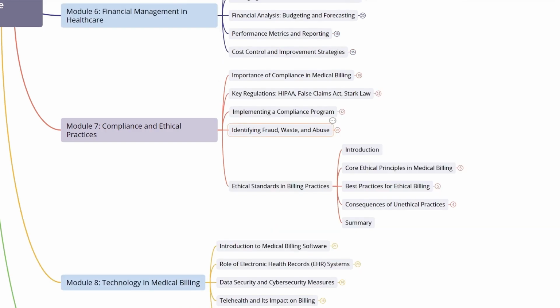Ethical standards in billing practices. Upholding integrity, transparency, and fairness is essential. Ethical billing involves accurate coding, full disclosure to patients, and adherence to regulatory guidelines.